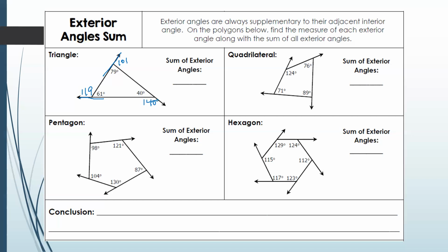And now what it wants us to do is find the sum of the exterior angles. Add 101, 119, and 140. And we get 360 degrees.